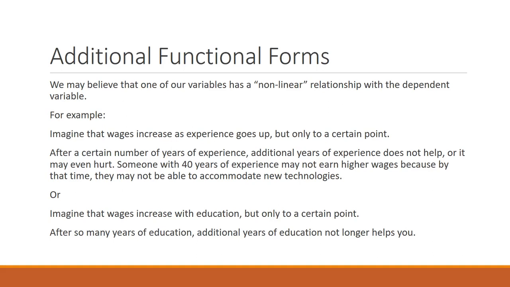It's non-linear. Usually we assume that the relationship is linear. More education means more wages, period. No matter how much education you have, more education always means more wages. We assume it's linear. It's a straight line. But sometimes it's not a straight line. Let's take an example.